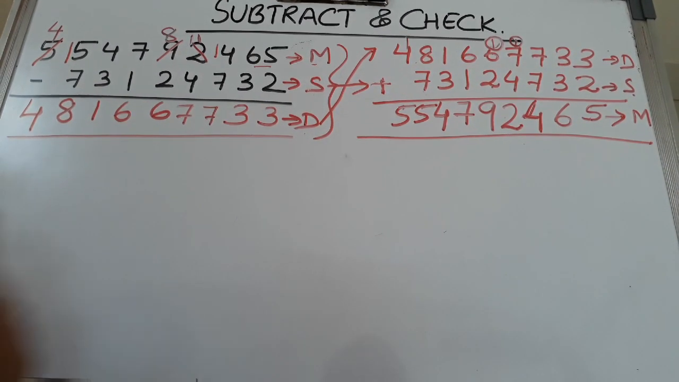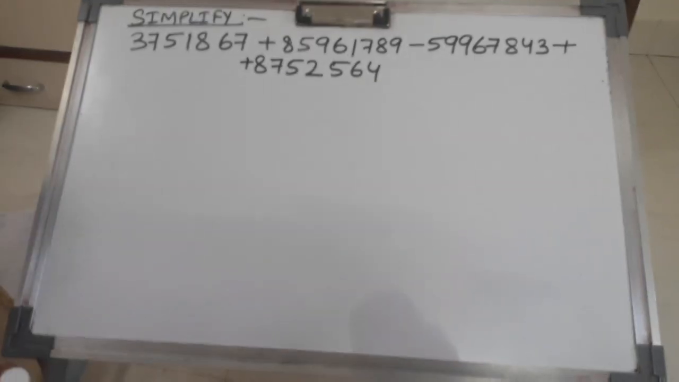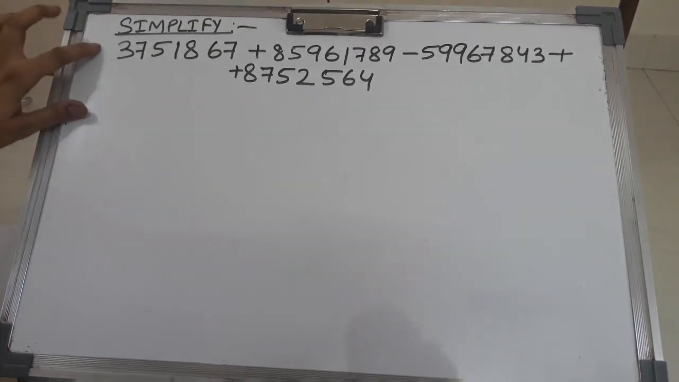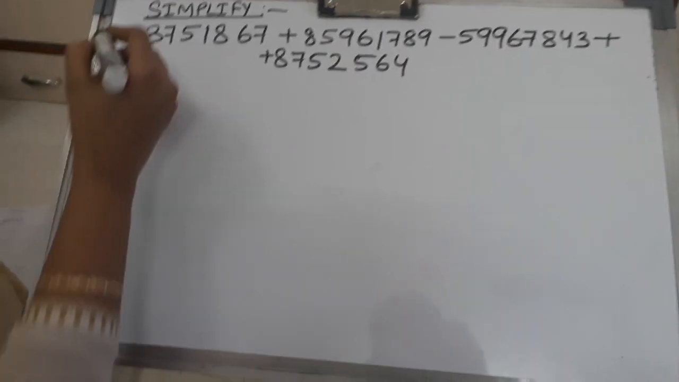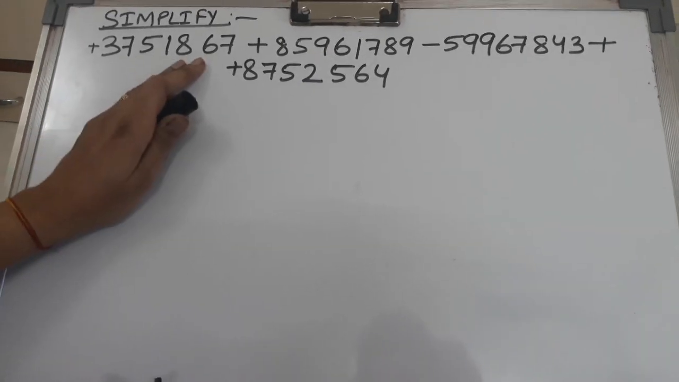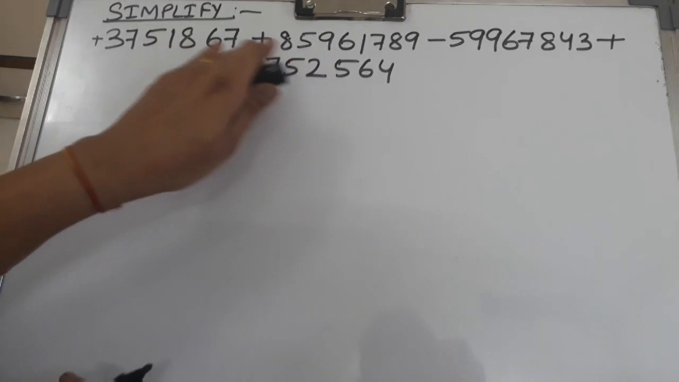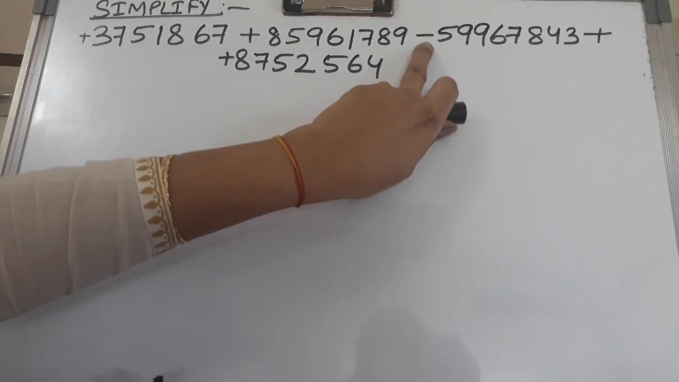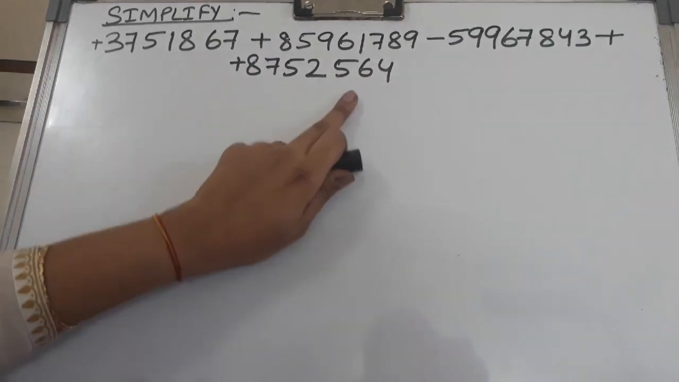Okay, coming towards the next type of question. Now next we have to simplify. This is our question, these are the numbers we are given. Now, no sign is here, what does it mean? It means the value is an addition value. So this is addition, this is add. Again you can see here this is subtraction and this is again addition.